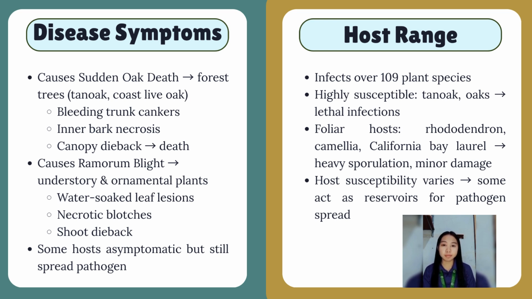Phytophthora ramorum has a very broad host range, infecting more than 109 plant species across natural and cultivated ecosystems. Hosts like tanoak and oak species are highly susceptible, often developing lethal trunk infections. Meanwhile, foliar hosts such as rhododendron, camellia, and California bay laurel usually show milder symptoms, but they can produce large quantities of spores, making them primary drivers of pathogen spread. Because susceptibility varies widely, some plants serve as reservoir hosts, silently contributing to disease outbreaks even when symptoms are minimal or absent.